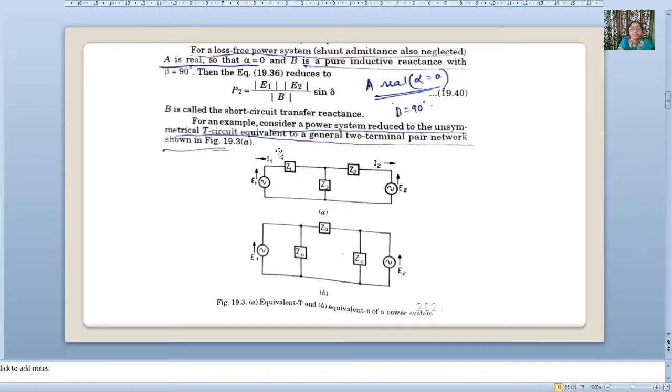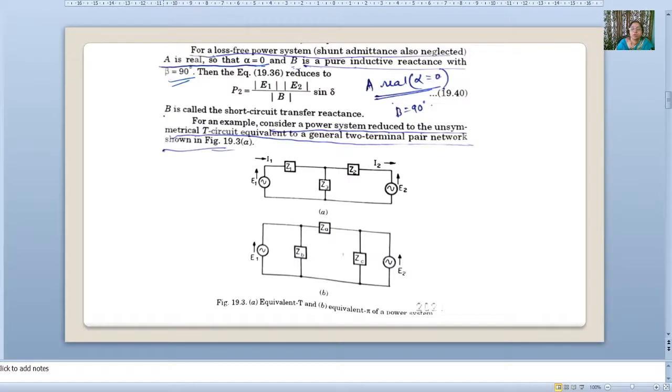For a loss-free system, shunt admittances are also neglected. A is real, so alpha is equal to 0, and B is pure inductive reactance with beta equal to 90 degrees. Then equation 19.36 reduces to E1 E2 by B into sine of delta.